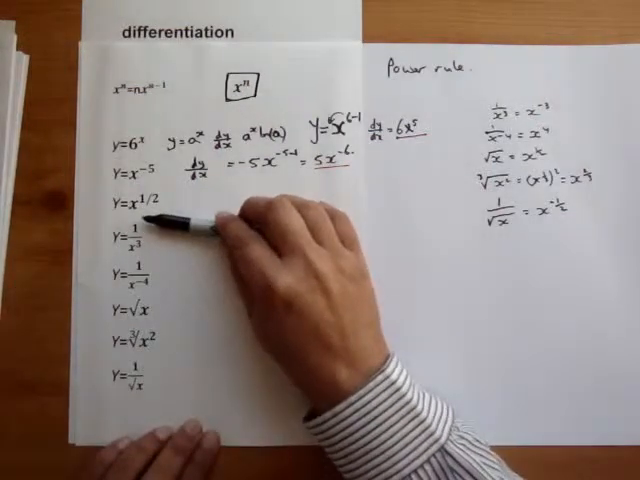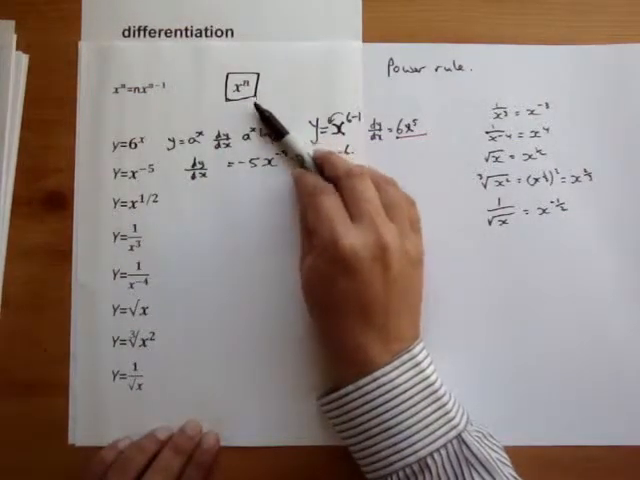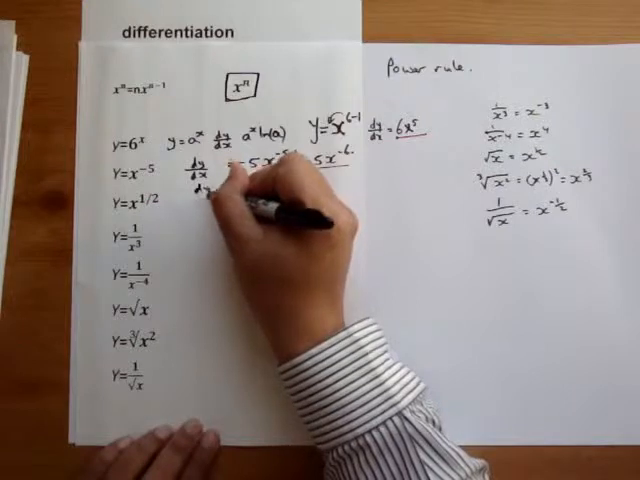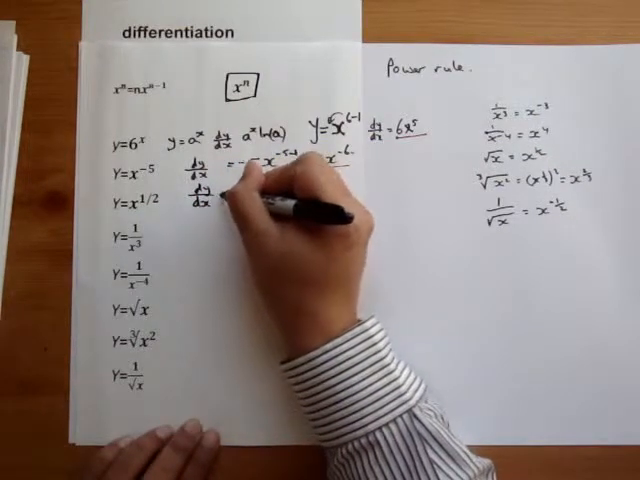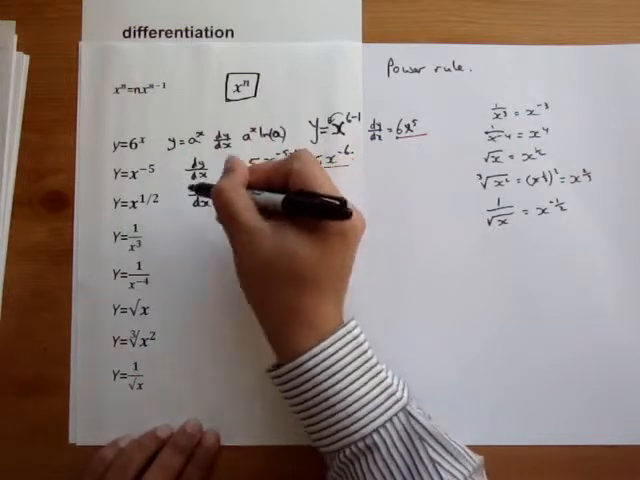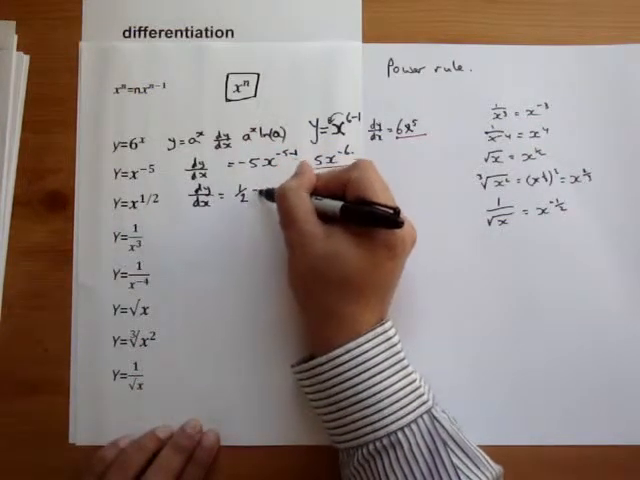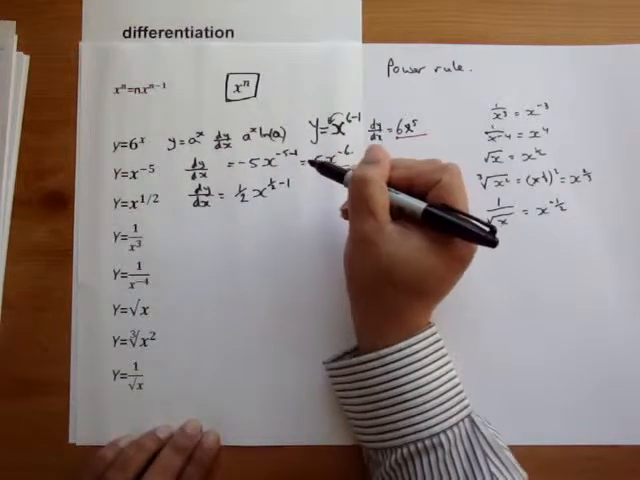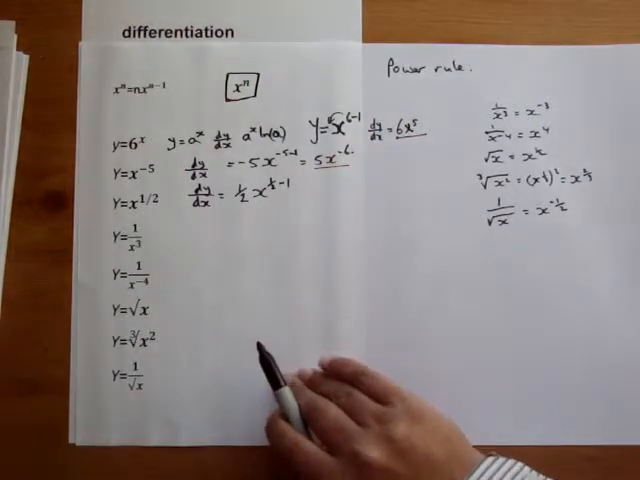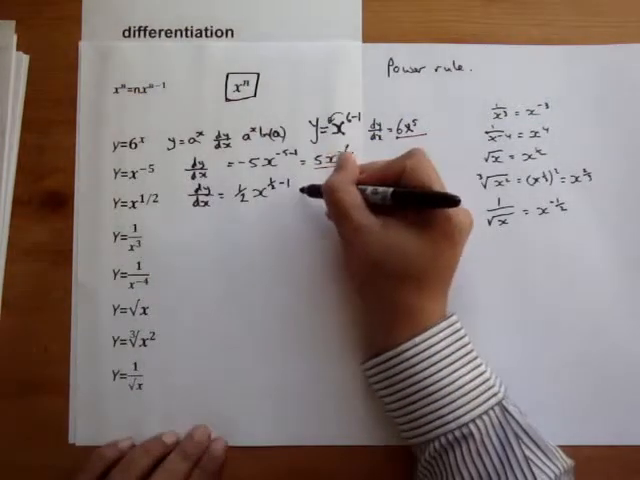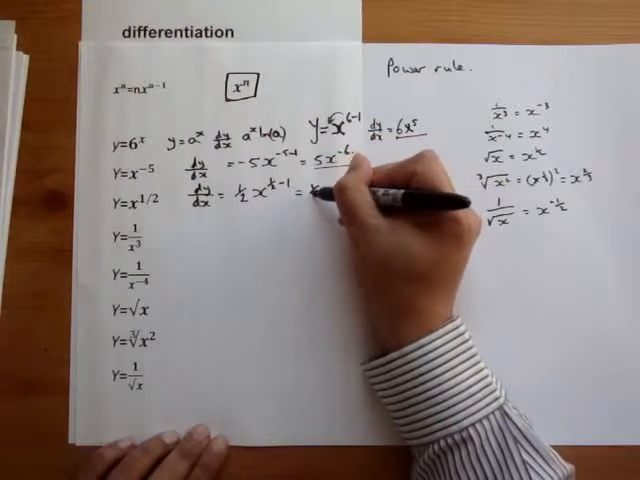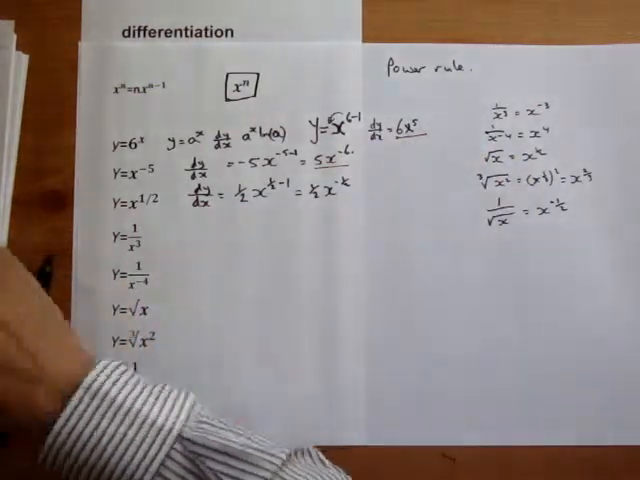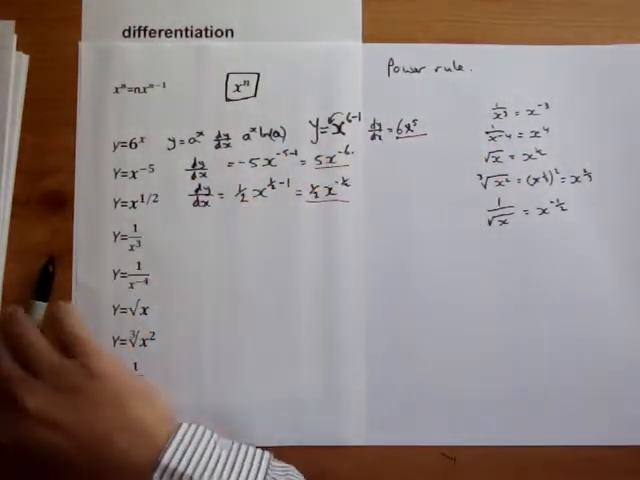Okay, next, x to the power half. Is it in this form? Yes it is, so we can apply the power rule. Dy dx is bring the half down, so that's half x to the power half minus 1, and a half minus 1 is minus a half, so that makes that a half x to the power minus a half, and that is the answer.